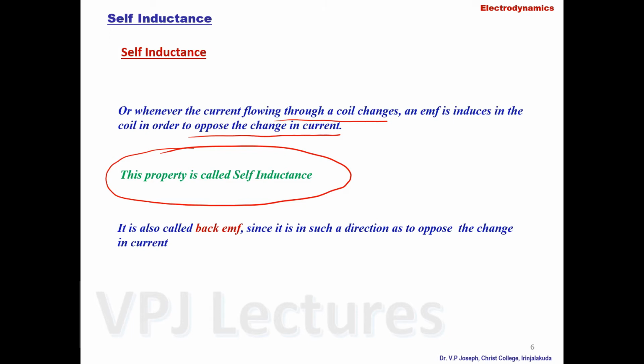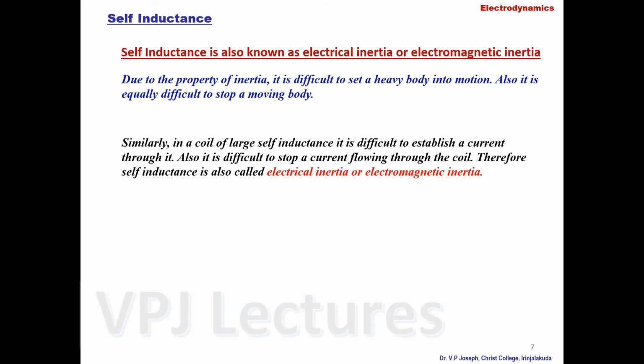And it is also called a back EMF. Usually it is called back EMF since it is in such a direction as to oppose the change in current, that I have already explained clearly. It always tries to oppose the change happening in the coil. So it is called back EMF. Now the self-inductance is also known as electrical inertia or electromagnetic inertia.